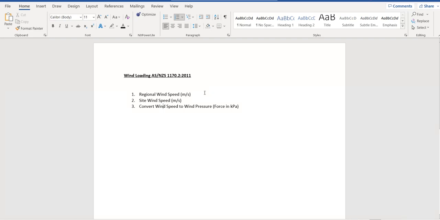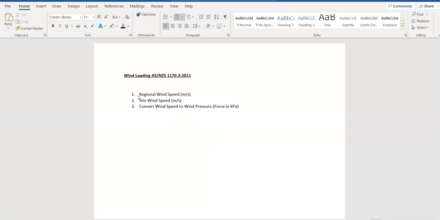So the original wind speed is the region in which the country you're living or the structure is going to be built. And then the side wind speed is the particular side in which the structure is going to be built. It may be in the east, in the north, in the south, or it may be near to the sea and uphill on the mountain or in the forest. But that's the side wind speed. And finally, convert the side wind speed into wind pressure.